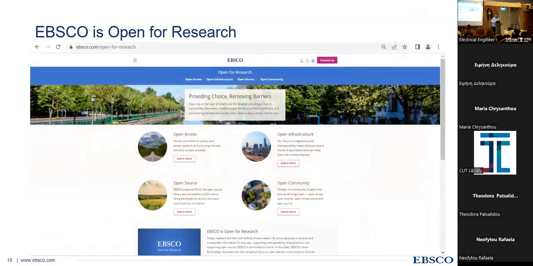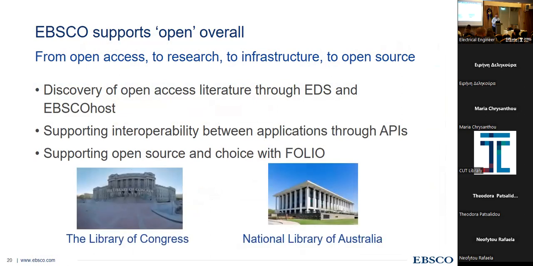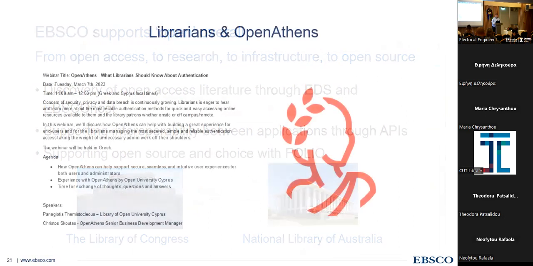We are also open for collaboration and open for research. And we do the things which are helping the idea of openness. One of these is the choice of having FOLIO. The future of libraries is open. This is the idea. And proudly, I can say that the Library of Congress and the National Library of Australia are the latest FOLIO partners and subscribers.